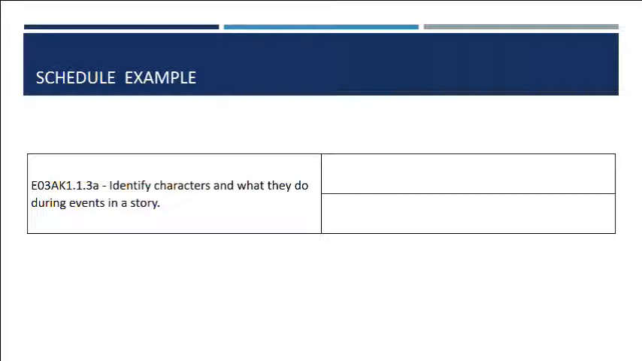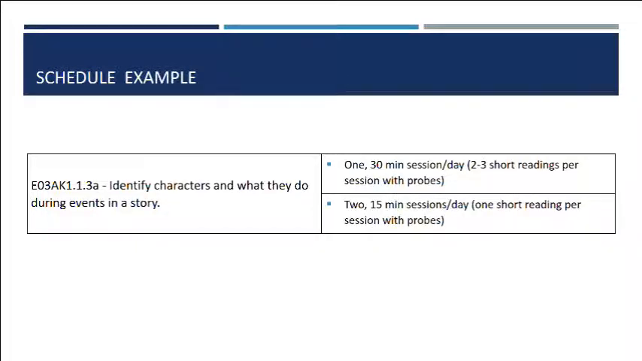So here's an example of a schedule for this, identifying characters and what they do during events in a story. Here's a couple different examples. It could be one 30-minute session with 2 to 3 short readings per session, checking in on the students' understanding of that content and their ability with that new learning. Or maybe you need 2 15-minute sessions a day, one real short reading with each session, instead of doing it all at once. So you can break it down based upon your students and the realities of your classroom.